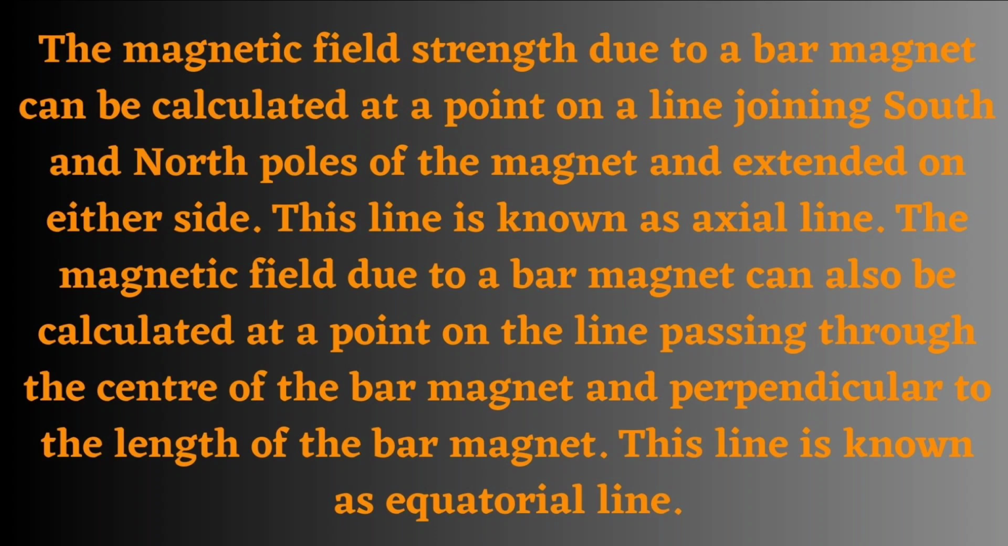This line is represented by the straight line passing through the center and extended on either side of the pole. Whereas the equatorial line is a line which passes through the center of the bar magnet and is perpendicular to the length of the bar magnet.